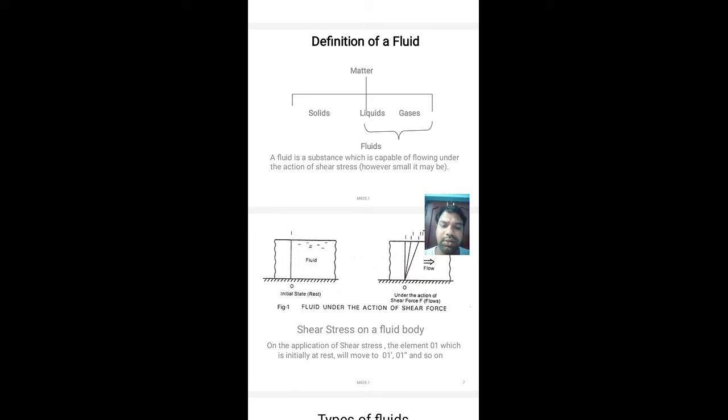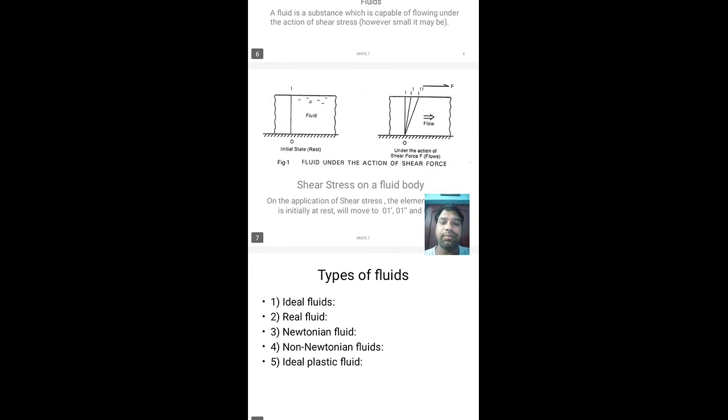Now we will see this particular figure 1, fluid under the action of shear force. In the first figure, the fluid is at its initial state, at a rest position. When the fluid is at rest, it will stay wherever it is. The fluid particles will be at rest. Now under the action of shear force, if you apply a small amount of force to the same fluid at rest, what will happen? It will tend to deform continuously.